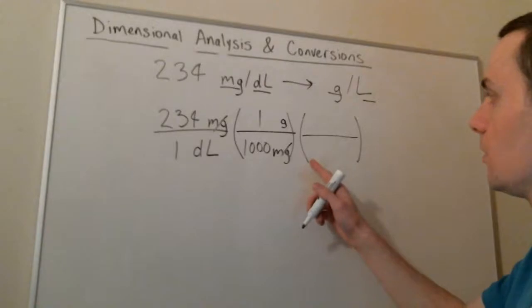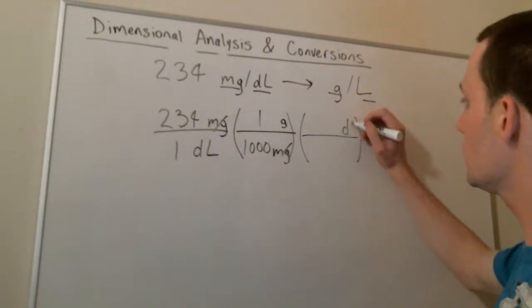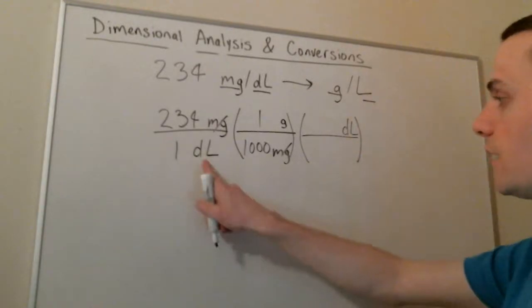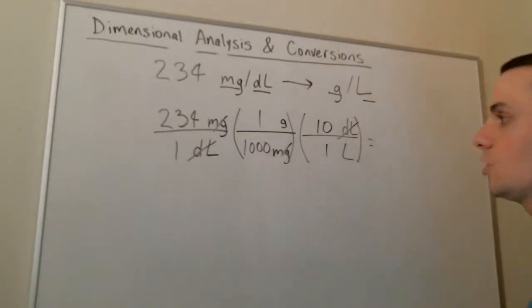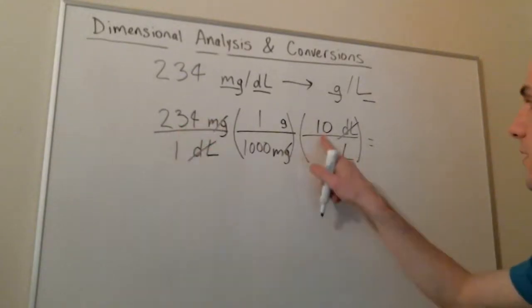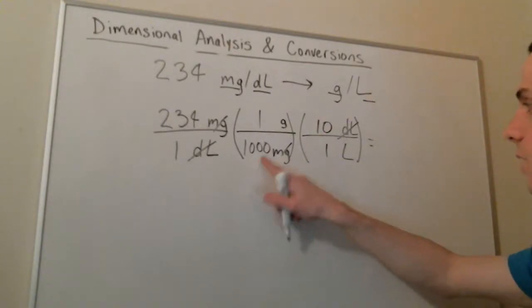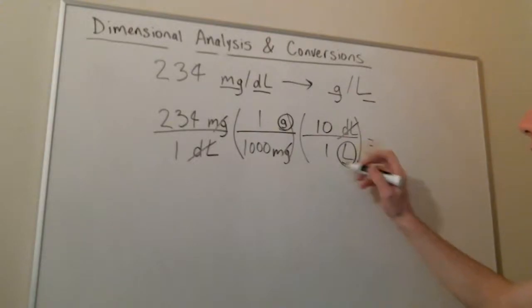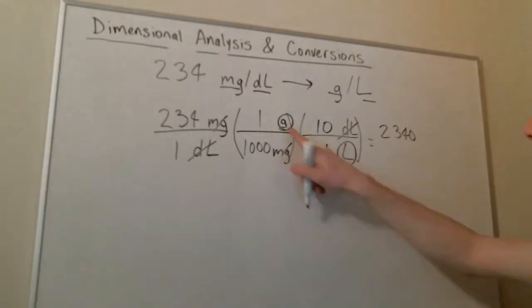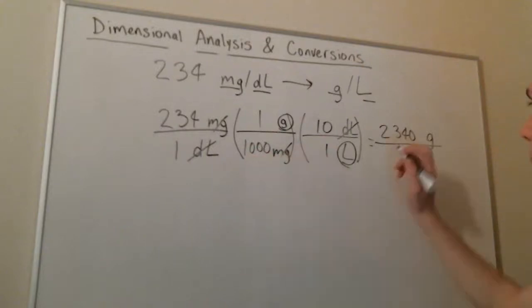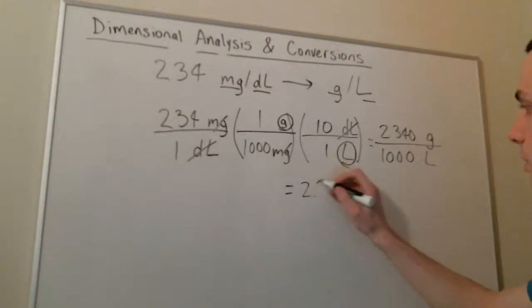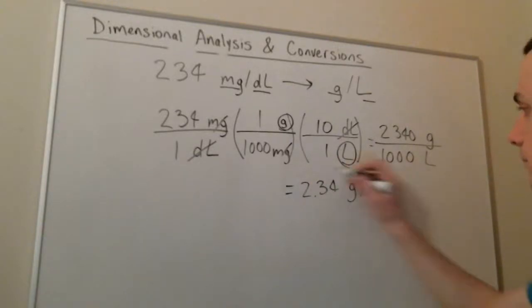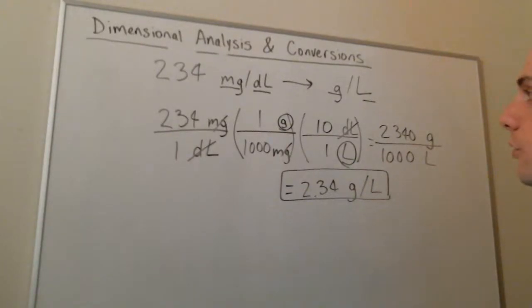So our next conversion, we need to get rid of deciliters. So we'll put deciliters this time on the top, because we have deciliters divided by deciliters, and so they'll cancel out. We know that there's 10 deciliters in 1 liter. And so when we multiply this out, we'll have 234 times 10 divided by 1,000. And we'll be left with grams per liter. So 234 times 10 is 2,340 grams divided by 1,000 liters. We can simplify this fraction, and we're left with 2.34 grams per liter. And that's your answer. So 234 milligrams per deciliter is the same thing as 2.34 grams per liter.